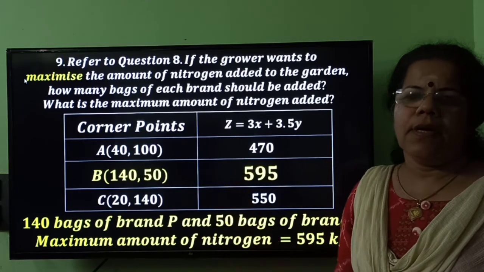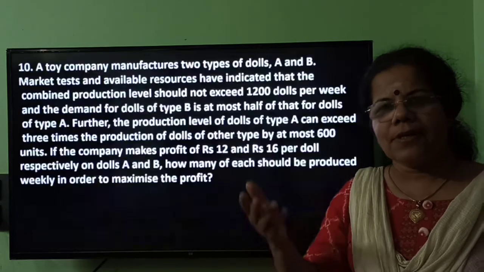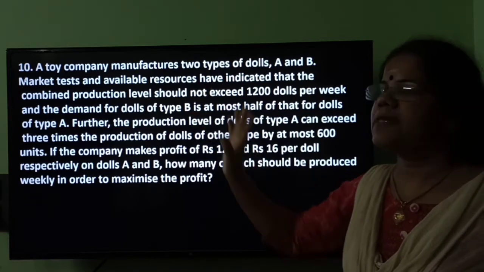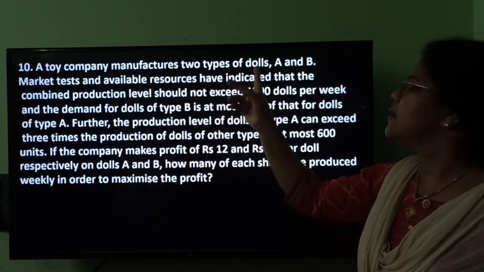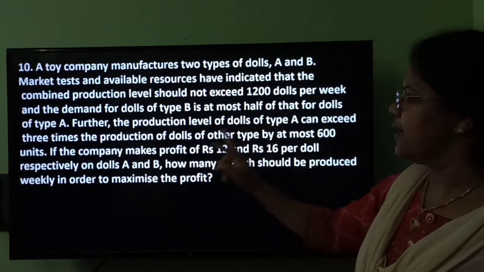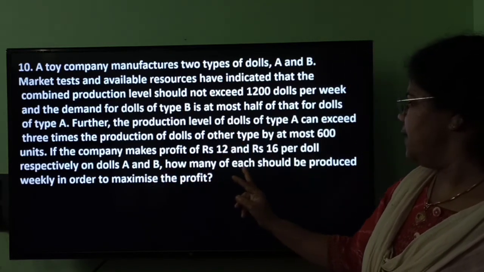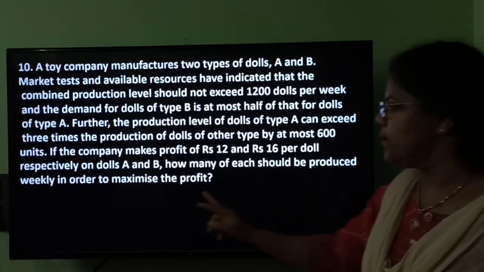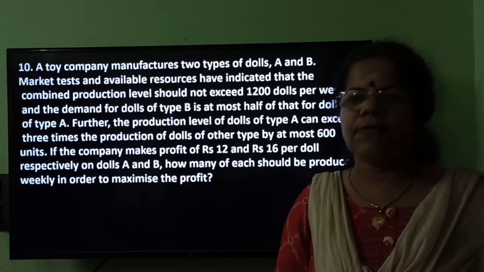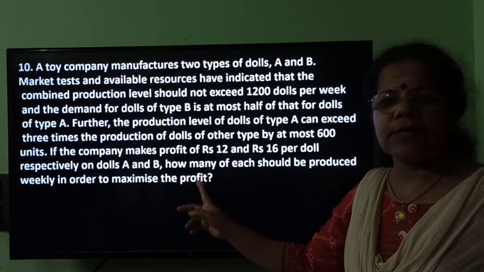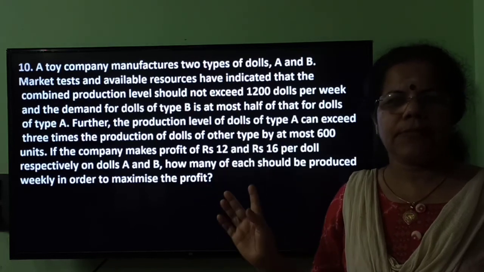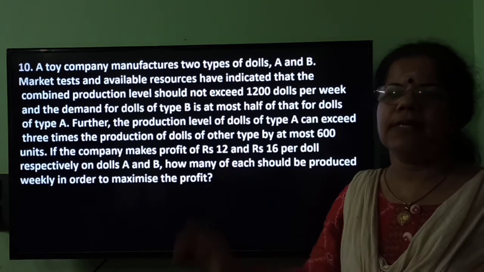Right? Now a lot of problems are there. You can see here, a toy company manufactures 2 types of dolls and all. It comes under manufacturing problems, you see. Finally, the question: the number of dolls of type A can be exceeded 3 times. How many of each should be produced weekly in order to maximize the profit? Many questions we have done already for maximizing the profit function. So the same way, you can do this as homework. Right. Later, if you want, we will discuss it in the next class.